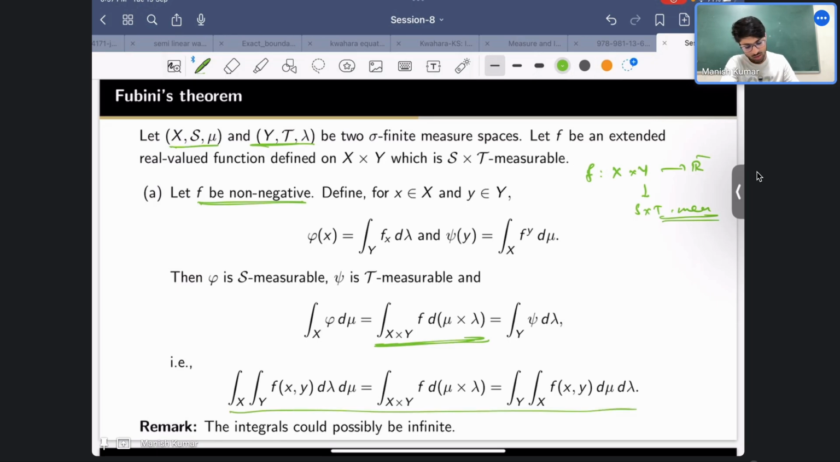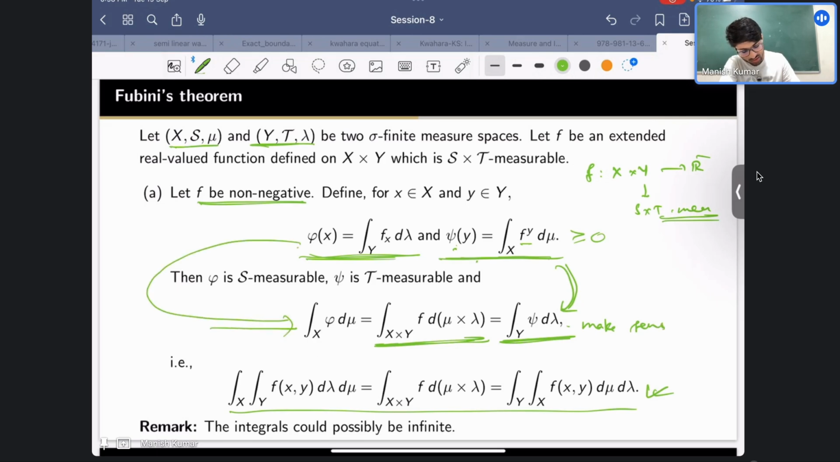These things written here are just to give meaning to this identity. It says that the functions phi of x and psi of y are measurable. Since they are measurable and also non-negative, because f is non-negative, so f_y is non-negative, this integral is non-negative. Since this is measurable, this integration makes sense. So this implies that this integral makes sense, and this condition implies that this integral makes sense.